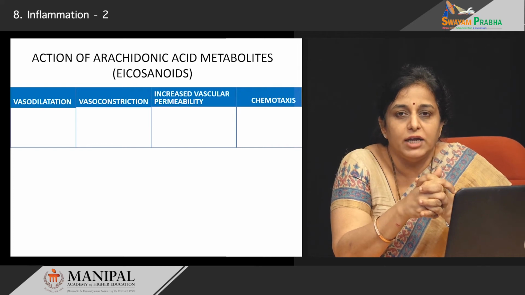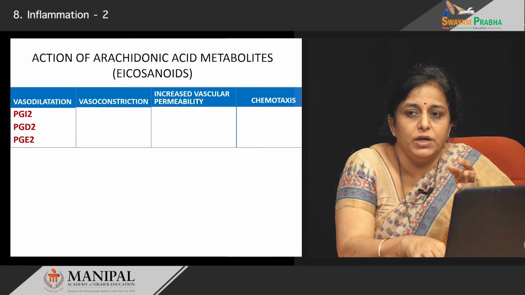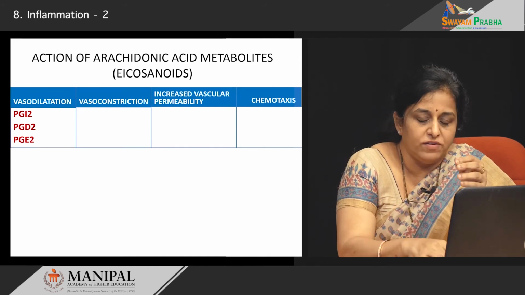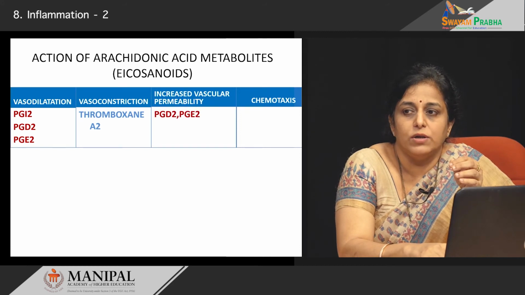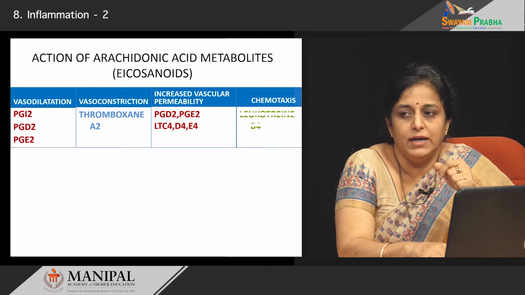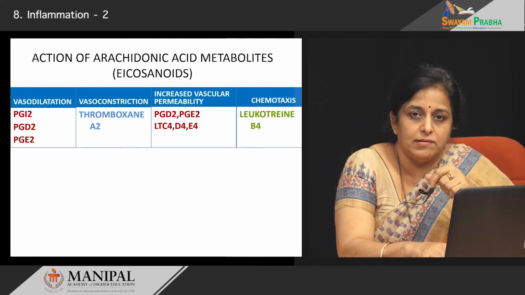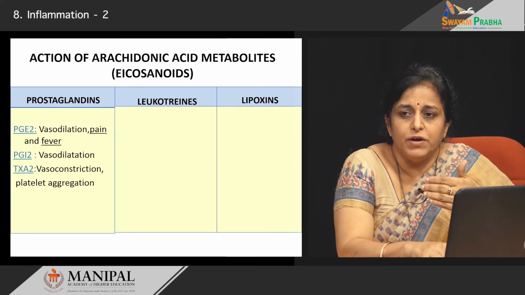So, just to summarize the effects of arachidonic acid metabolites, which are also called eicosanoids, we learned that for vasodilatation, the factors involved are PGI2, D2 and E2. Vasoconstriction is thromboxane A2. Increased vascular permeability is PGD2, E2 and leukotriene C4, D4 and E4, and chemotaxis is leukotriene B4.